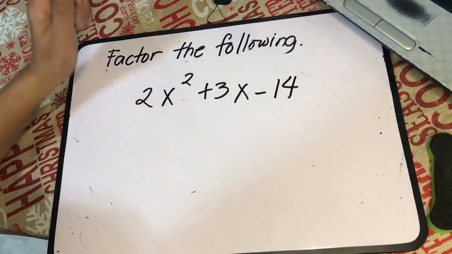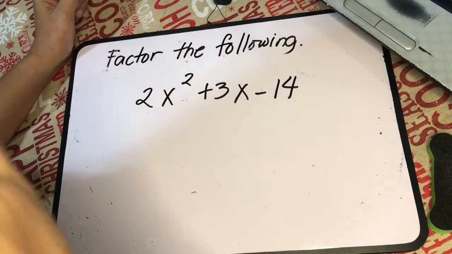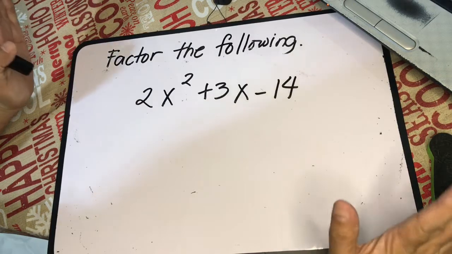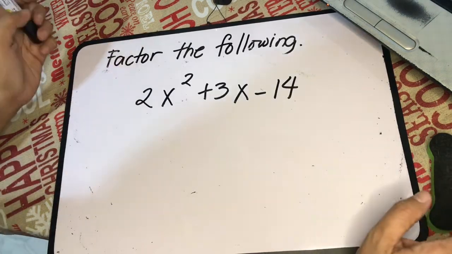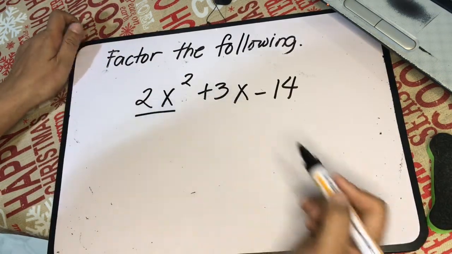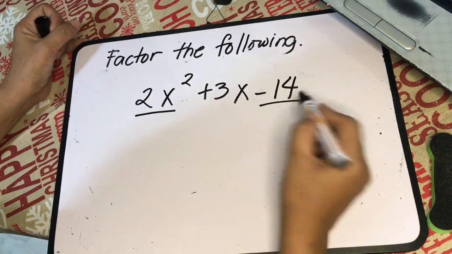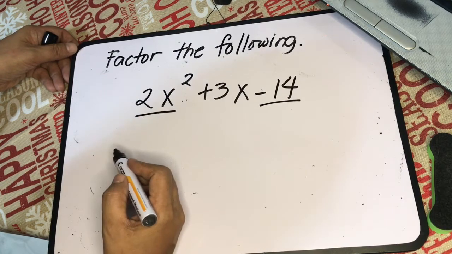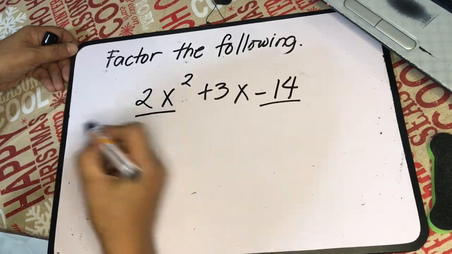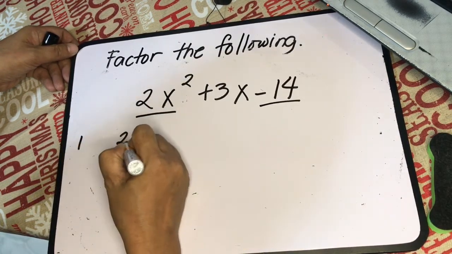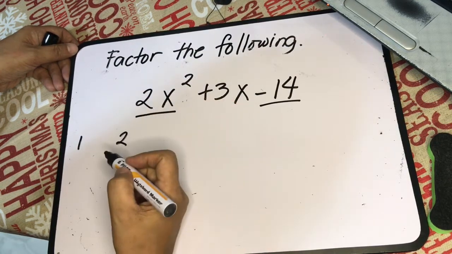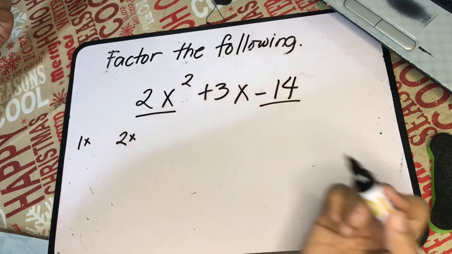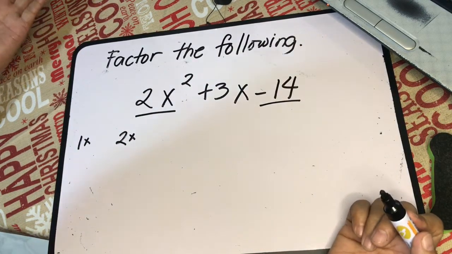Okay, another example. We have 2x squared plus 3x minus 14. How are we going to factor this equation? As I have said, you have to observe the first term and then the last term. So, let's say to factor 2x squared, the possible factors of 2x squared are 1 and 2. For x, so you have x and x, or that is simply x and 2x.